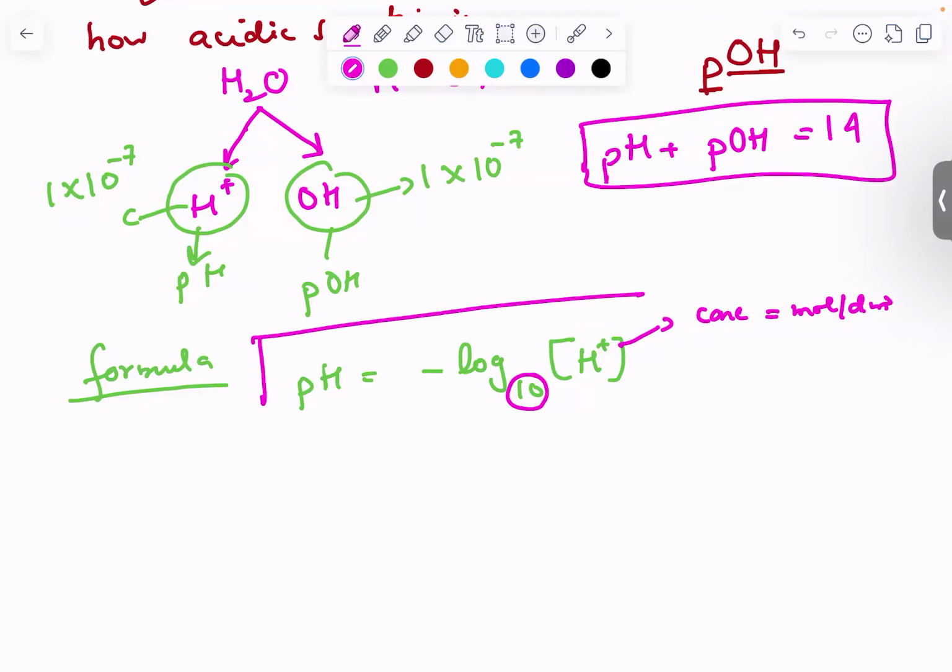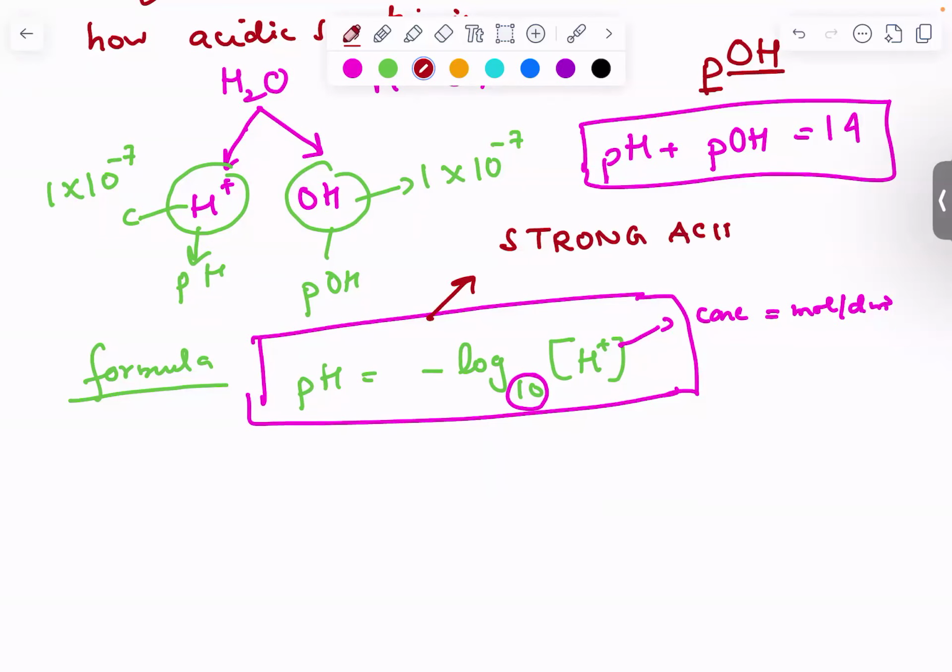Let me tell you, whether it is mentioned in your book or not, this is very important: this formula is used for very strong acids. Never use this formula for a weak acid. This formula is only for strong acids like HCl, like HNO3, like H2SO4. But we will never use this formula for acetic acid, that is CH3COOH. Is it the only weak acid that we know?